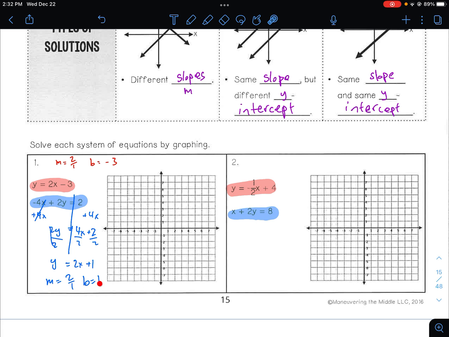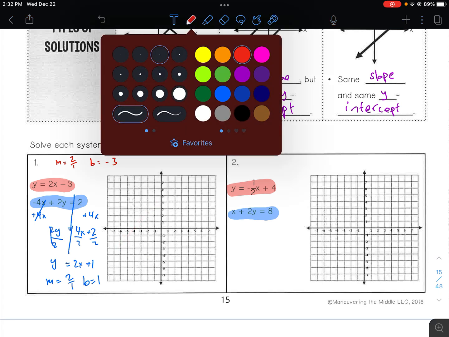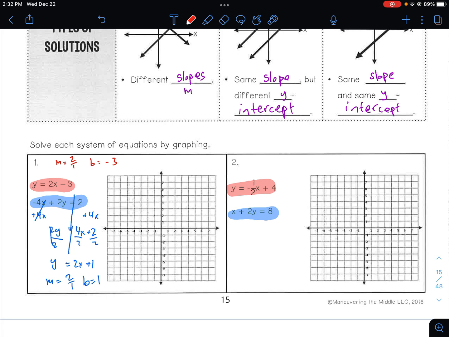Do we have the same y-intercept? We do not. So we actually already know the answer. Different y-intercept, same slope. What does that mean? It means these two lines are parallel. They're never going to touch. But let's go ahead and graph it out because they told us to.